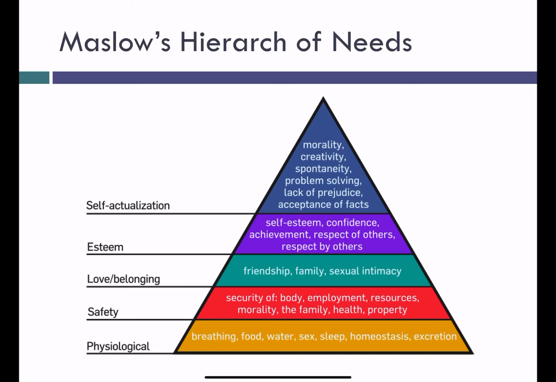So the lowest level is the physiological: breathing, food, water, sleep. These are the basic biological motives. If you're not getting sleep, you're not going to be worried about your creativity or your love life. You need to meet those basic needs first. Next is safety and security of your physical body, employment, resources, your family, things like that. Next, love and belonging, so family, friendship, intimacy, things like that.